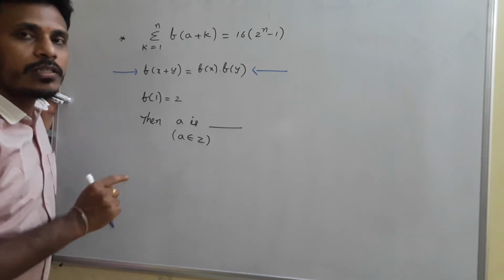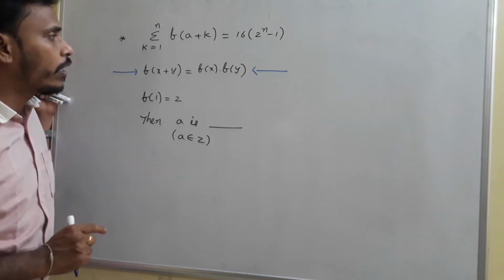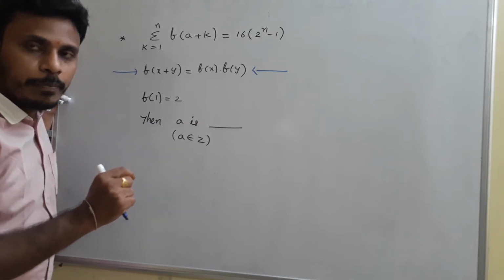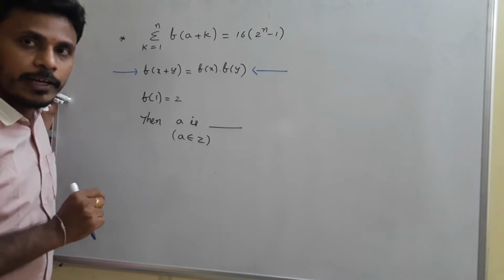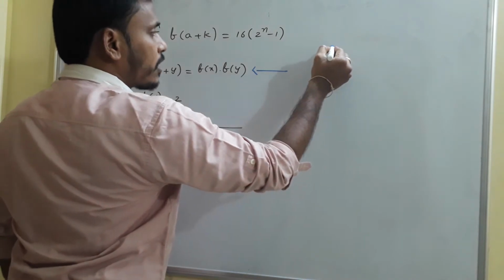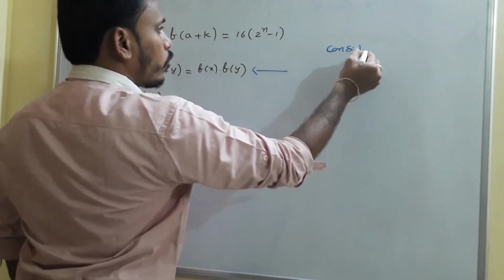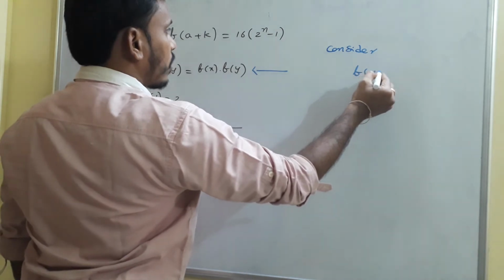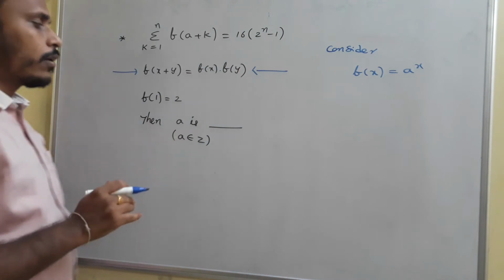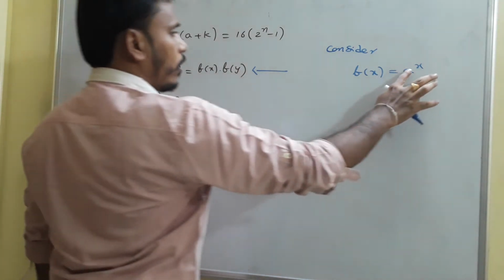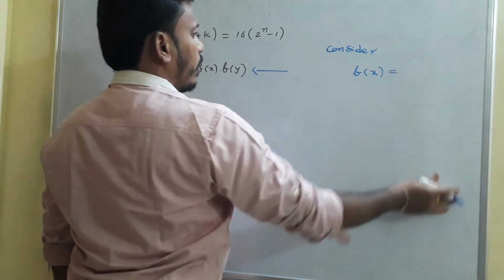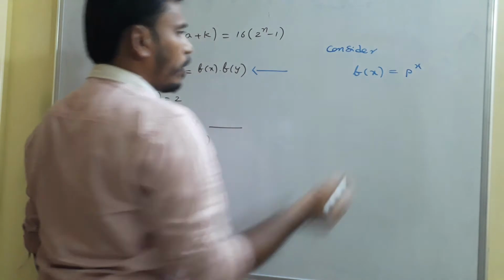From that knowledge, f of x plus y is equal to f of x into f of y. Which one do I need to use? Generally, a power m into a power n is equal to a power m plus n, right? With that idea, consider f of x equal to some a power x. I don't know that a, and here a is already mentioned, so don't take that a. k is also used. You need to take some other variable. f of x is equal to some p power x.